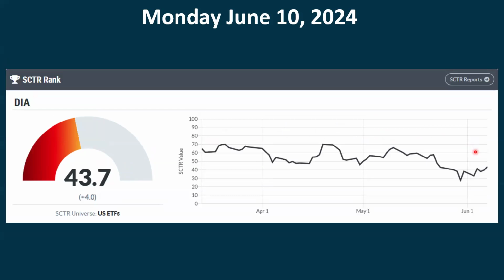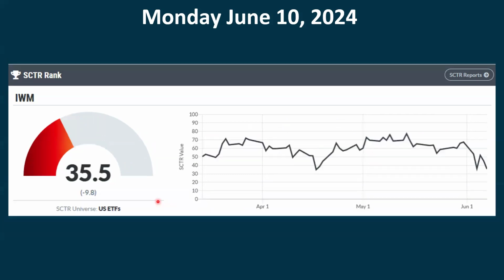Then we have the Dow, which has really been under a lot of pressure after setting a recent all-time high. It's coming in at 43.7. And then we have the small caps, which have been a real disappointment in 2024. They're in last place at 35.5.